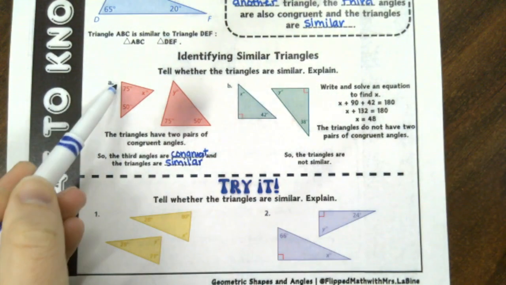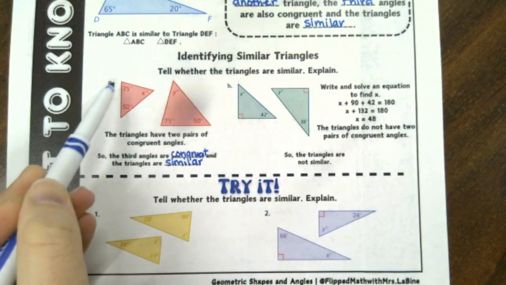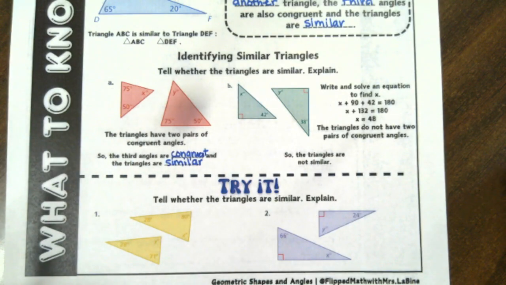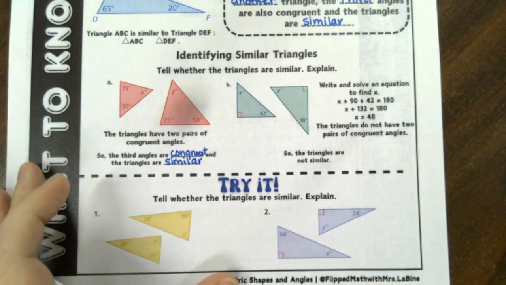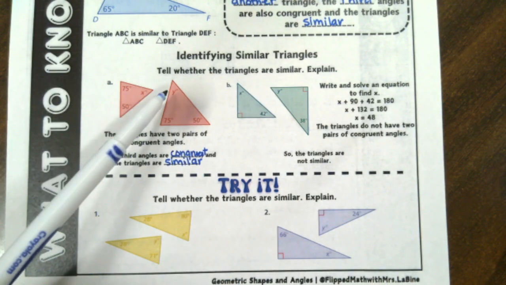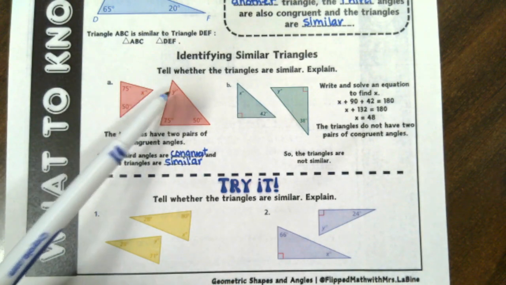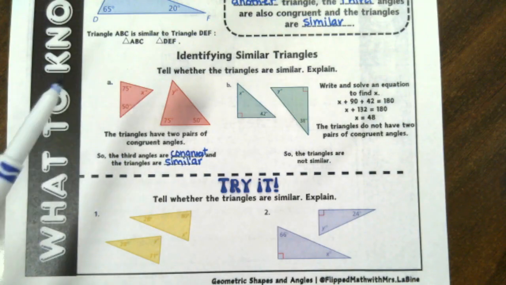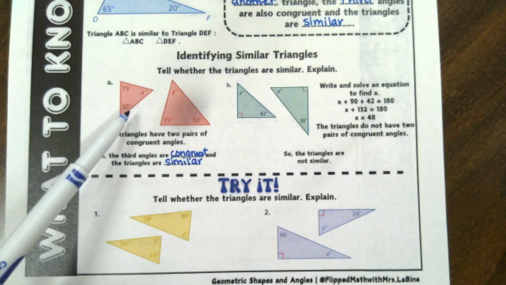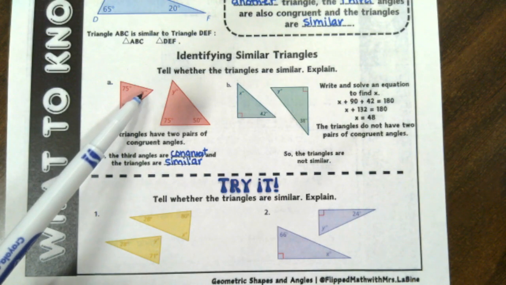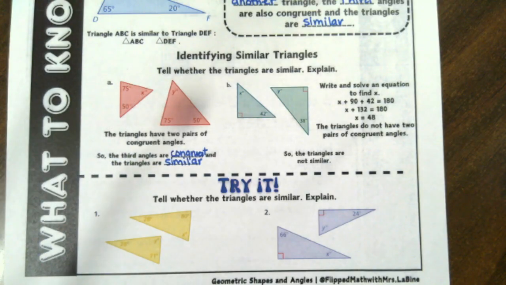So if they have two angles that are the same, that are congruent angles, meaning that they are equal, then we know that the third one, whether this says X or Y, doesn't matter. We know because they have to equal 180 degrees that these angles are going to be the exact same.